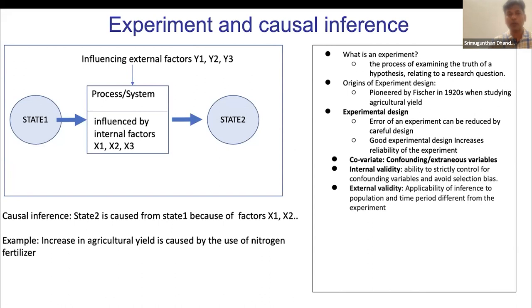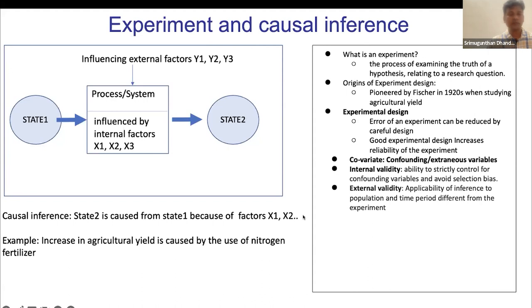So when you construct an experiment, you want to construct it in such a way that it increases the internal validity and the external validity by taking into account the effect of the confounding variables. Okay, so that's some terminology.